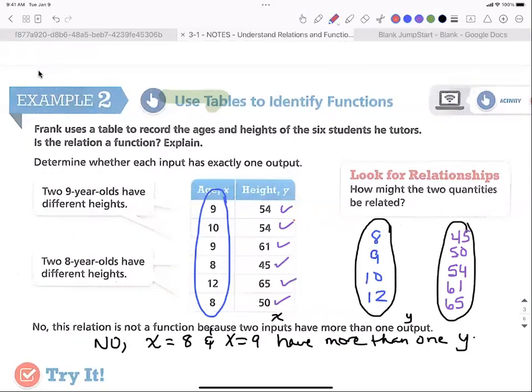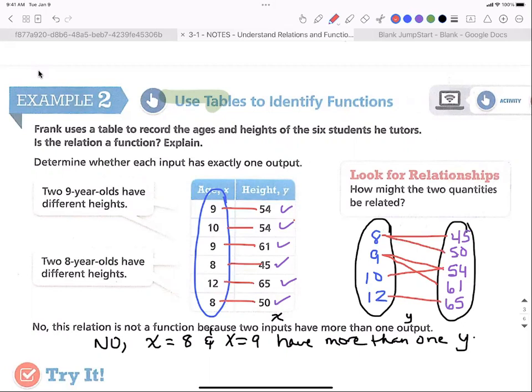You always have to go back, and what makes this an arrow diagram or mapping is that you need to connect who goes with who. So the 9 goes with the 54. So we're going to draw a line from the 9 to the 54. The 10 goes to the 54. So we're going to draw a line from the 10 to the 54. And I don't really care if you put arrows on the ends of each one of those lines. It clutters it up, I think. So you don't have to do it for me. The 9 goes to the 61. So the 9 also goes out to the 61. The 8 also goes out to the 45. So 8 to 45. The 12 goes out to 65. And then the 8 goes out to 50. So that 8 goes out to 50.